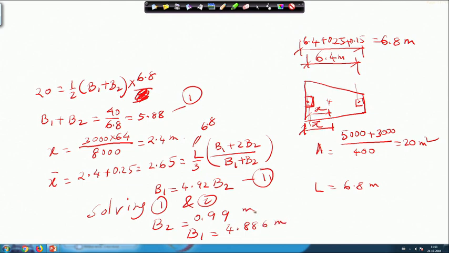This is meter, these are meter, these are meter square, these are meter. So, 0.99, 4.88, that means I have to provide this side with 4.88 and this side with 0.99. So, exactly we cannot provide this way. So, we can approximately provide 1 meter, and here we can approximately provide 5 meter.